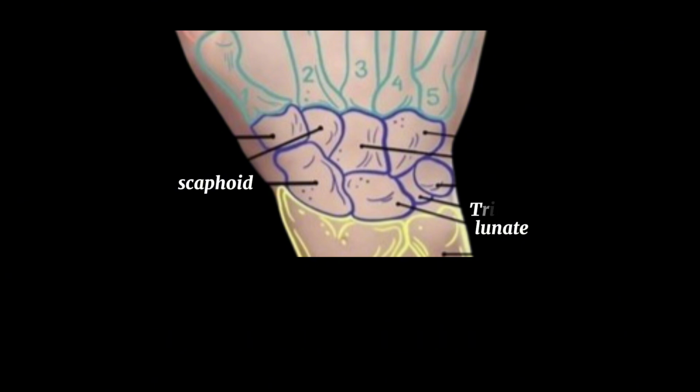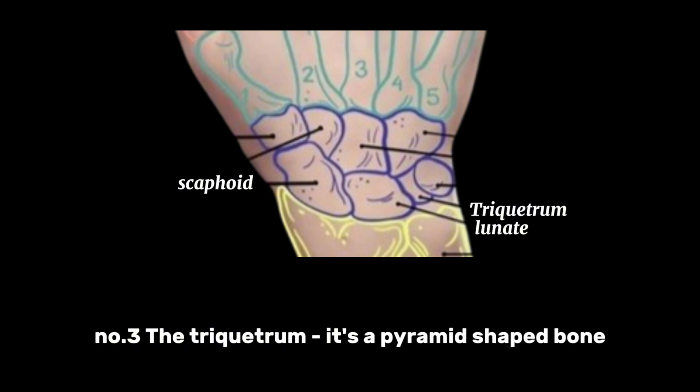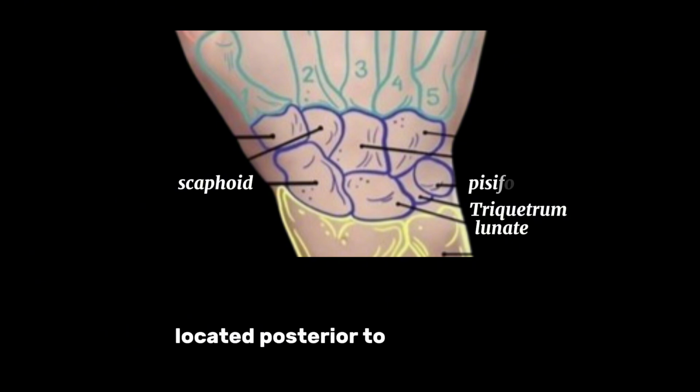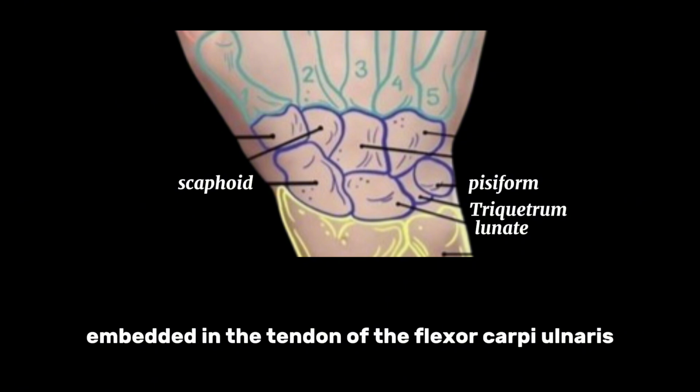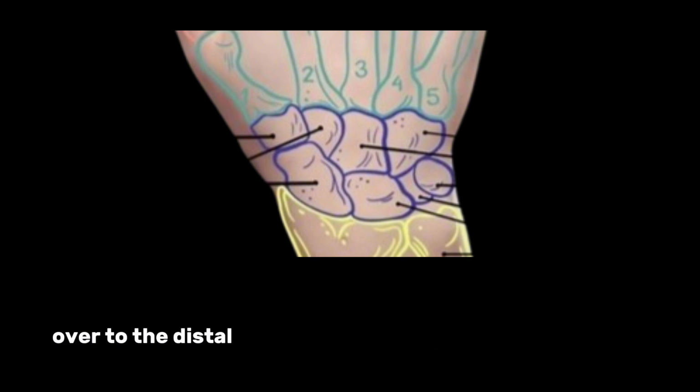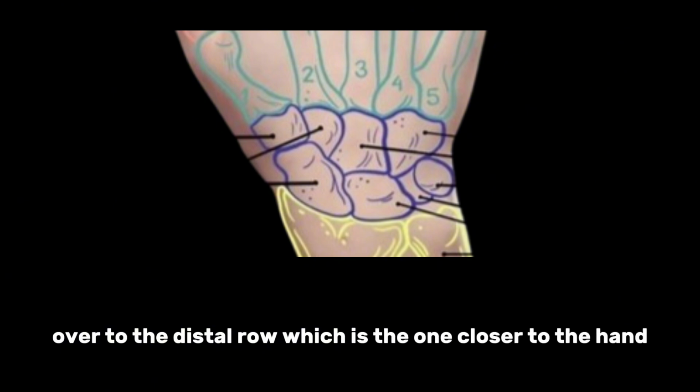Number 3 is the triquetrum. It is a pyramid-shaped bone located posterior to the pisiform. Number 4, the pisiform. The pisiform is a pea-shaped sesamoid bone embedded in the tendon of the flexor carpi ulnaris. Now over to the distal row, which is the one closer to the hand.